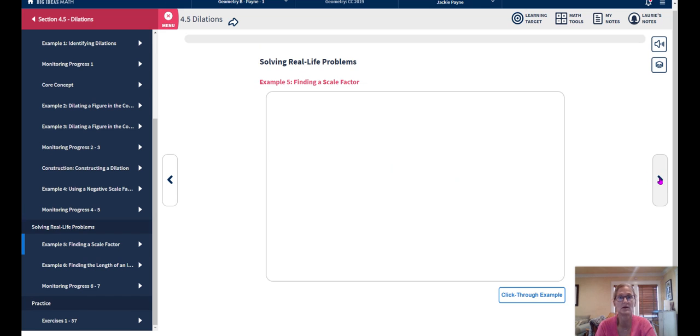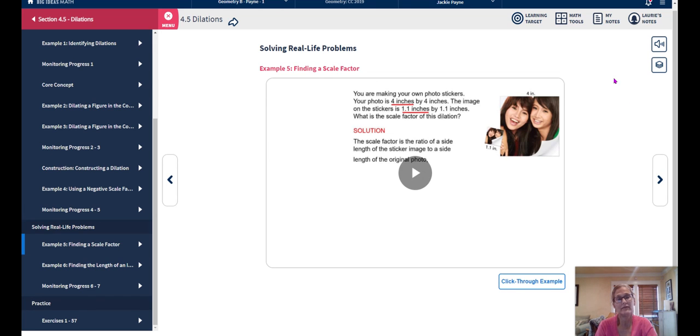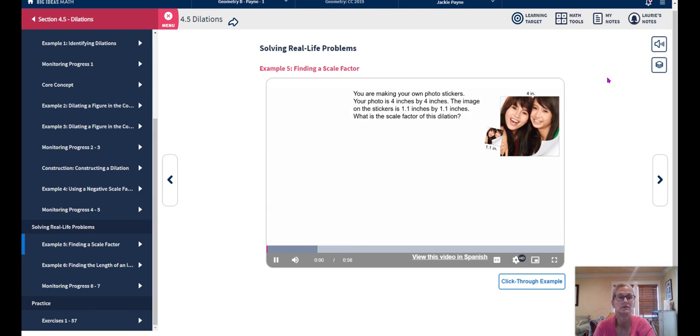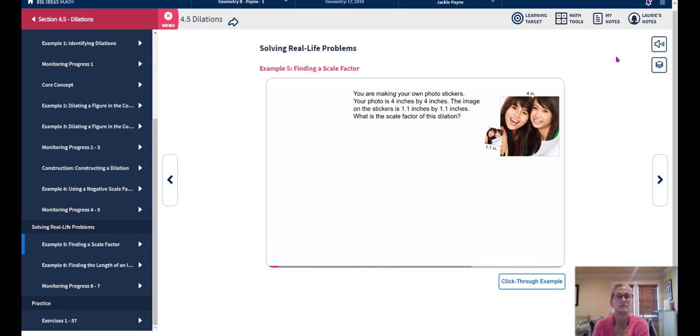Again, problems in the class notes. So say you want to do photography, and you want to change the size of your picture. This is a perfect example. You are making your own photo stickers. Your photo is 4 inches by 4 inches. The image on the stickers is 1 1/10 inches by 1 1/10 inches. What is the scale factor of this dilation?